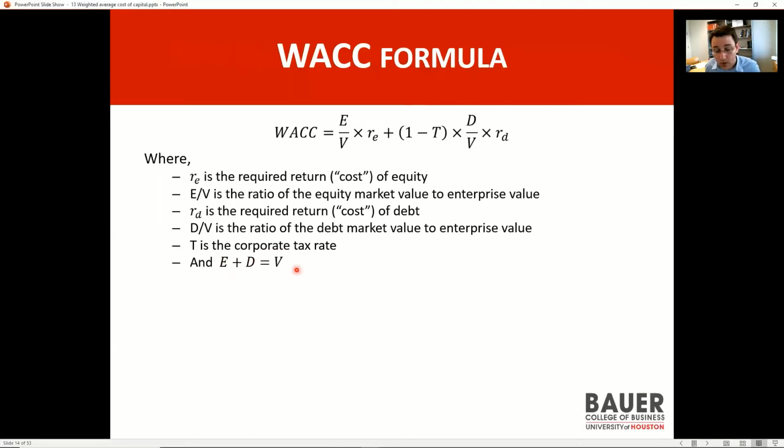And then we know that the total value of the company is the sum of equity and debt. So this V here, this denominator, that's equity plus debt together. You put it all together, that's the value of the company.